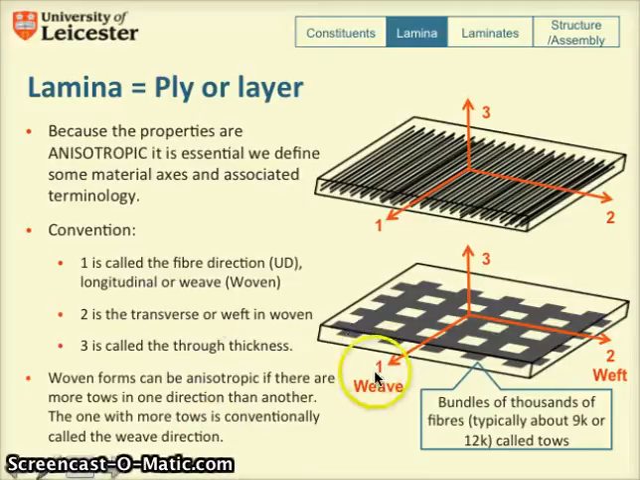The rule of thumb is that the 1 direction should almost always be better than the 2 direction in terms of its strength and stiffness, except if you've got a woven composite where there's an equal number of tows in each direction, in which case they'll be the same. But the properties of the 1 direction shouldn't be less than that of the 2 direction.